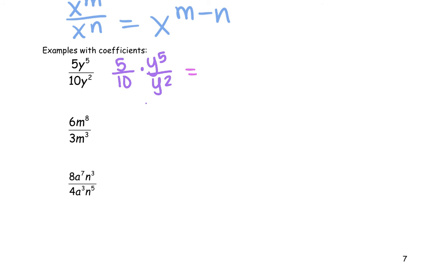I know that 5 divided by 10, if I look at this fraction, is 1/2. Now I'm going to look at y to the 5th divided by y to the 2nd, and I'm going to use that exponent rule up here that I just learned. I'm going to subtract the 5 and the 2. So this is y to the third power. So the answer is 1/2 y to the third power.